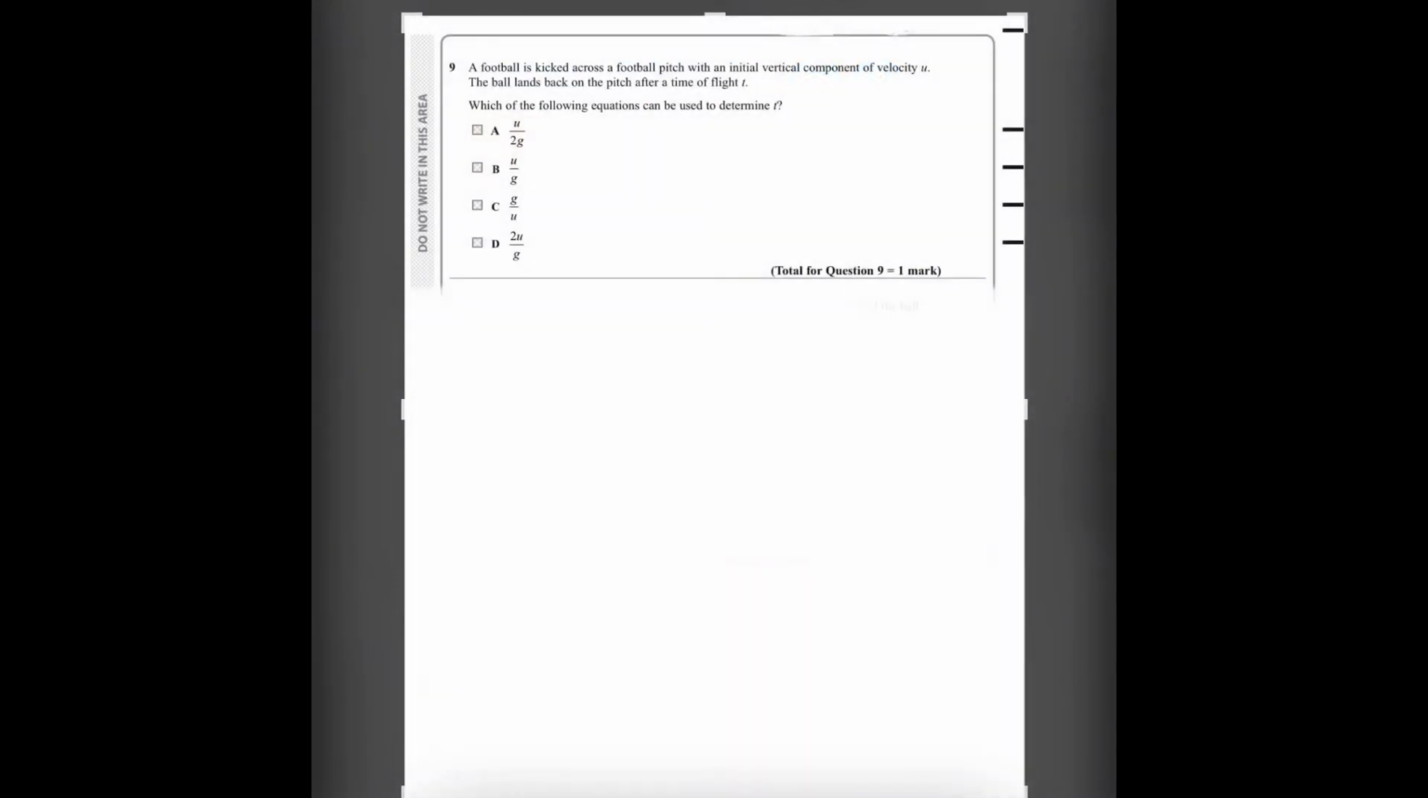Number 9. A football is kicked across a football pitch with an initial vertical velocity component u. The ball lands back on the pitch after a time of flight t. Which of the following equations can be used to determine t? So for example, we have the ground here.